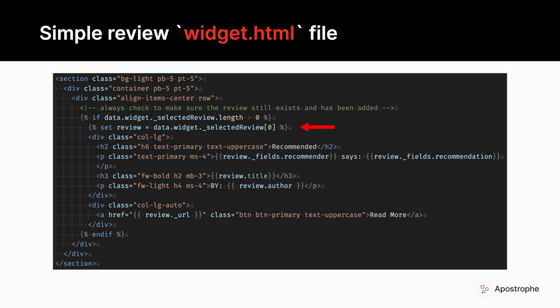Next, since we are only expecting a single document in the array, we are setting the review variable to the first item in the array. Within that review, we can access the additional fields through the underscore fields property. This allows us to add the recommender name and recommendation. The rest of the data coming from the review is accessed through the schema names directly.